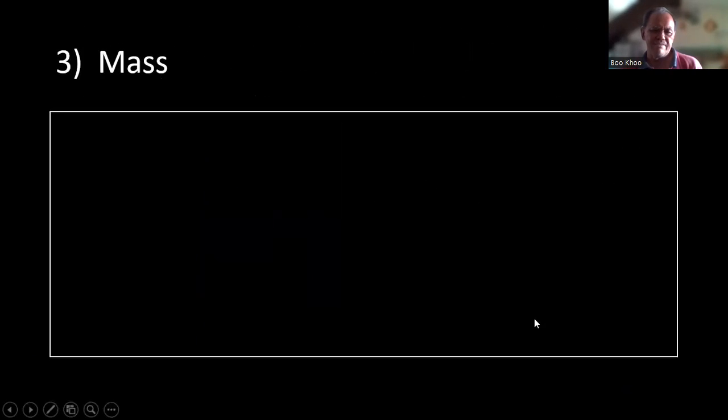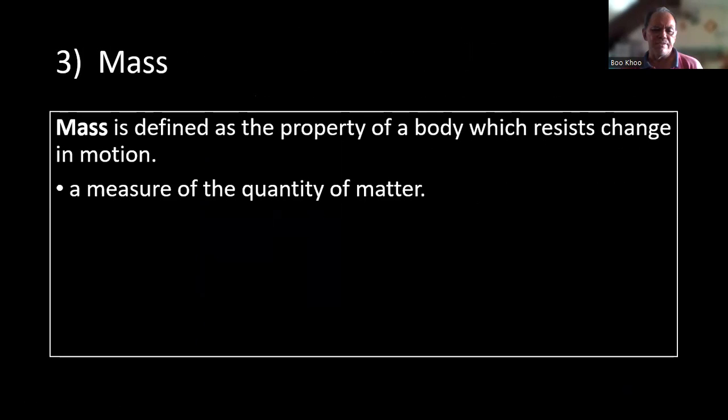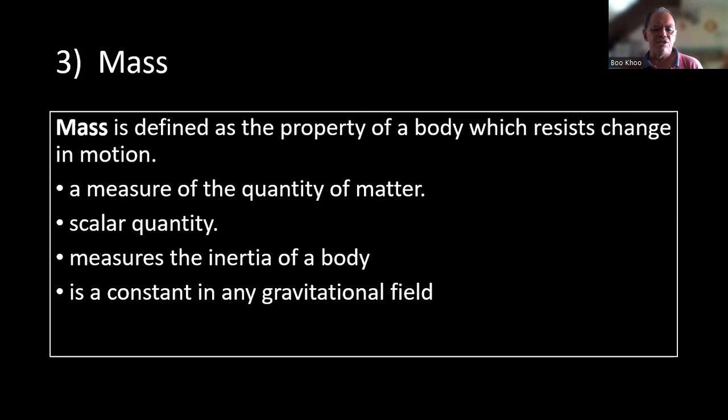Okay, mass. Defined as a property of a body that resists change in its motion. A measure of the quantity of matter. It is a scalar quantity, it doesn't have a direction. It measures the inertia of a body. It's a constant in any gravitational field. If the gravitational field is uniform, then it's constant anywhere. The unit is the kilogram.